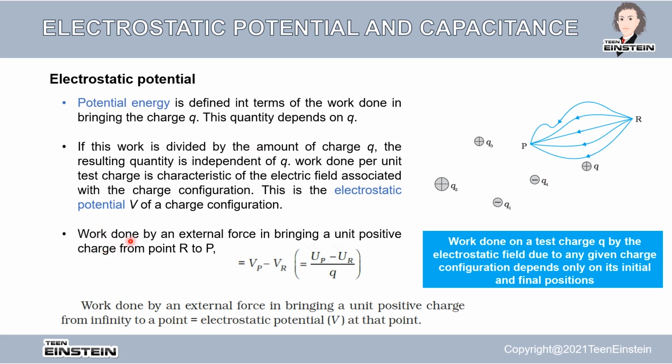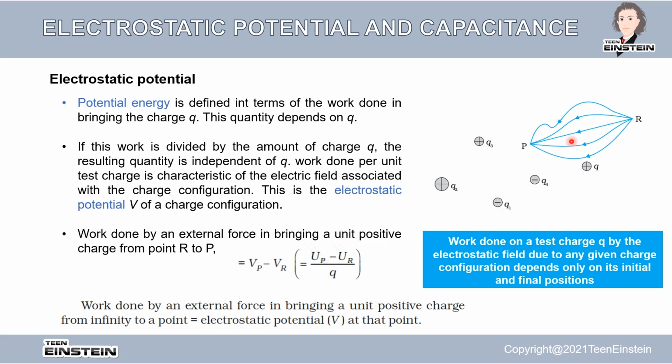So in this case, it is the work done by an external force in bringing a unit positive charge. Remember that this is a unit positive charge, not just any charge q. Instead of q, we are making it unit positive. That is given by the potential difference: Vp minus Vr equals Up minus Ur divided by q. So the work done by an external force in bringing a unit positive charge from infinity to a point equals the electrostatic potential V at that point.